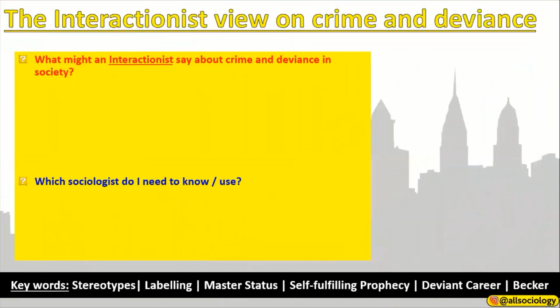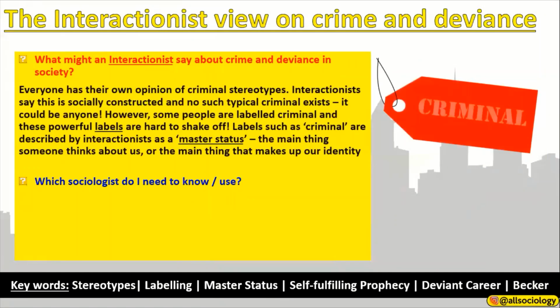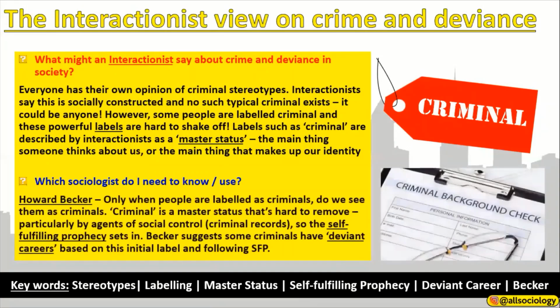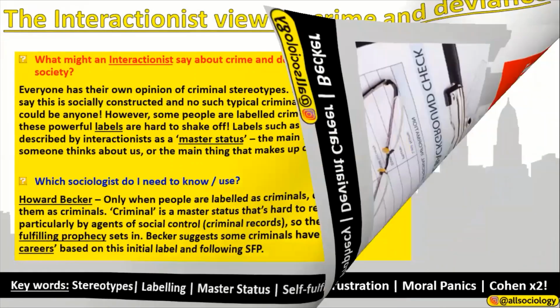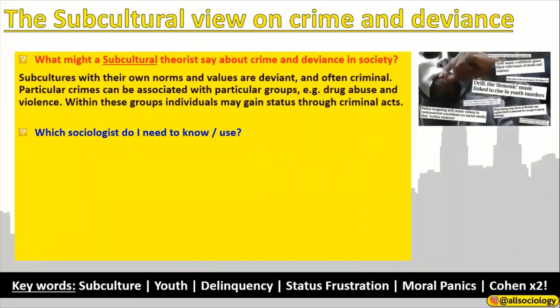And then we finished off there by thinking about the interactionist view. So effectively arguing that people only become criminals when they're labelled as criminals. These are very strong labels, they're known as master statuses, and if you follow and believe your own master status, a self-fulfilling prophecy will set in and you will end up on a deviant career. Okay, so that was effectively the argument from interactionism.